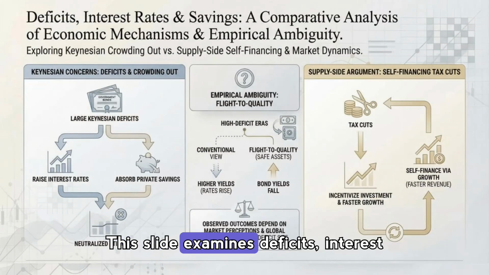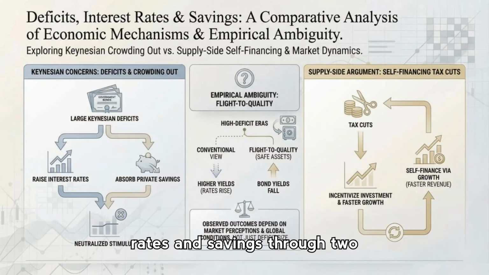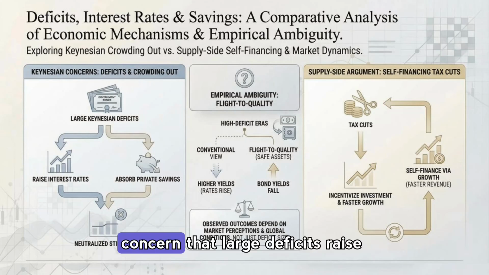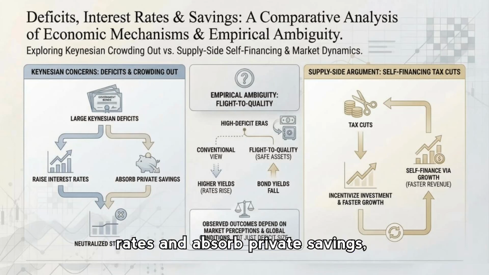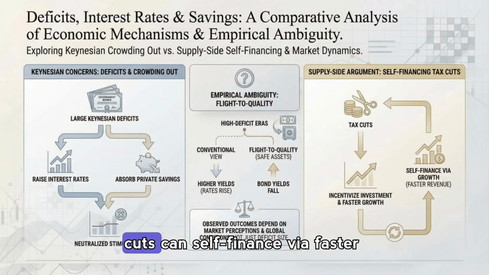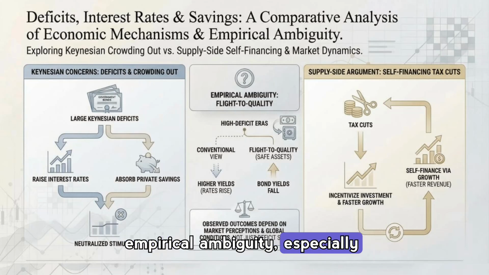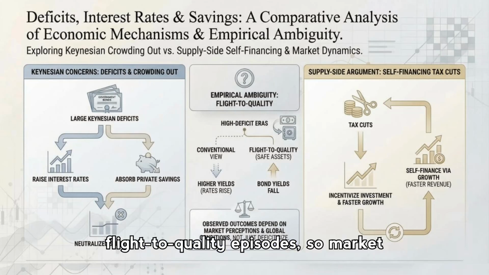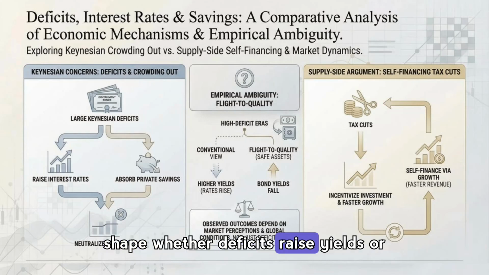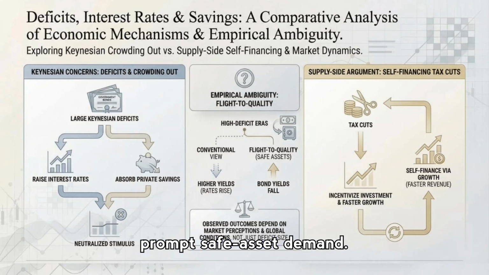This slide examines deficits, interest rates, and savings through two lenses. The Keynesian crowding out concern that large deficits raise rates and absorb private savings, and the supply-side claim that tax cuts can self-finance via faster growth. The center panel notes empirical ambiguity, especially flight to quality episodes, so market perceptions and global conditions shape whether deficits raise yields or prompt safe asset demand.